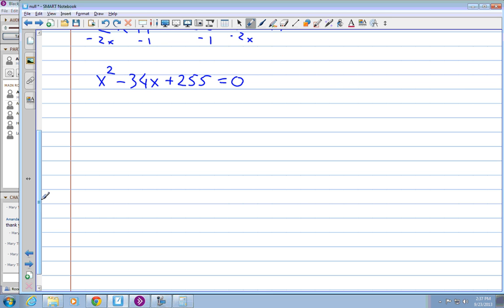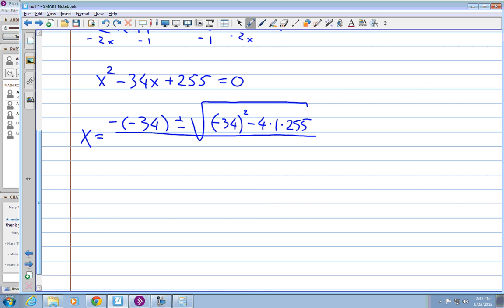Yeah, well, now we have to solve that quadratic. Now I don't think you can factor that, because 255 is 51 times 5, right? And 51, that's a prime. So you cannot factor that. So if we cannot factor something, we're going to use the quadratic formula. So negative b, so negative of negative 34 plus or minus the square root of negative 34 squared minus 4 times a, which is 1, times c, 255, all over 2a, 2 times 1.